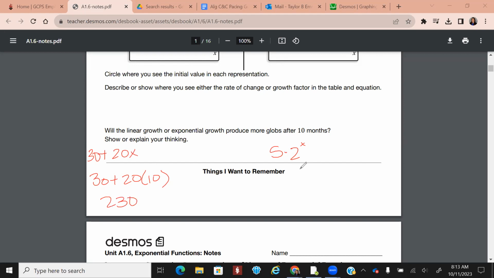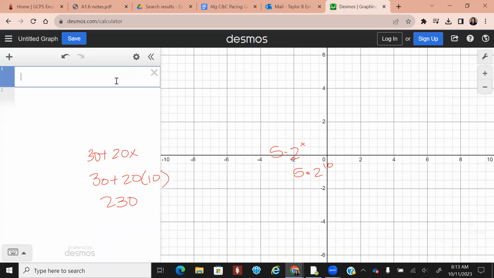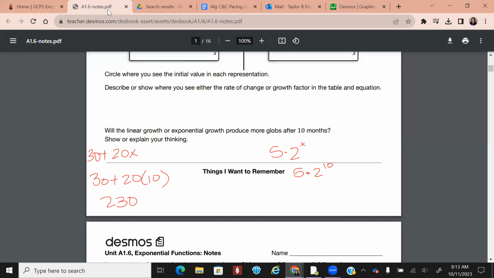Over here, if we plug in 10 for that x, what's 2 raised to the 10th power? Okay, so if we come in here and we say 5 times 2 raised to the 10th power, what is that going to give me? 5,120. So 5,120.